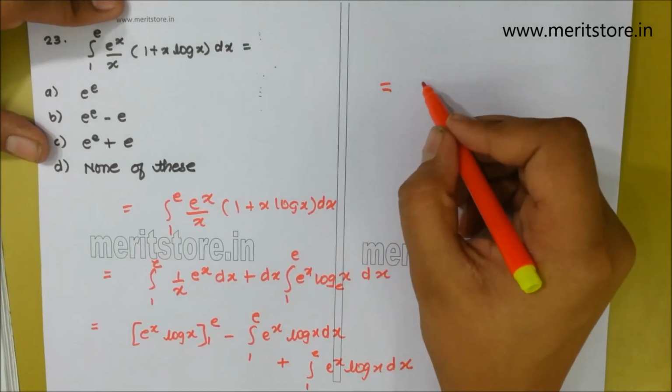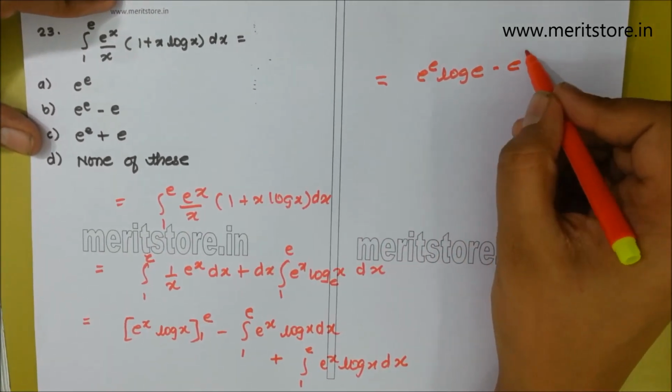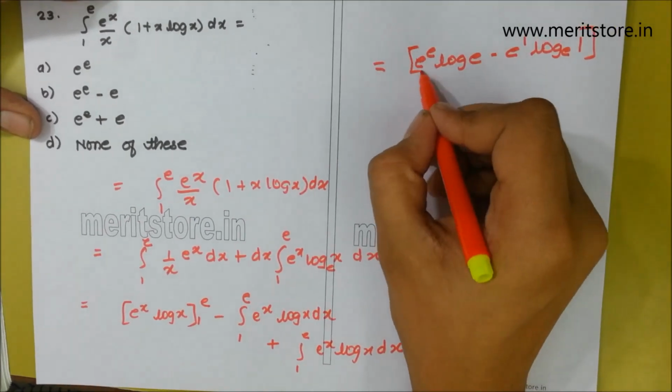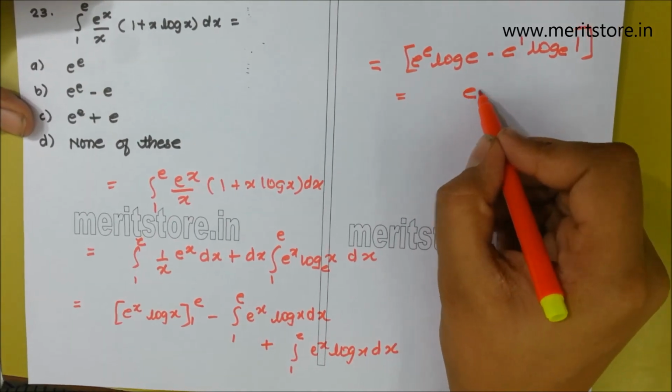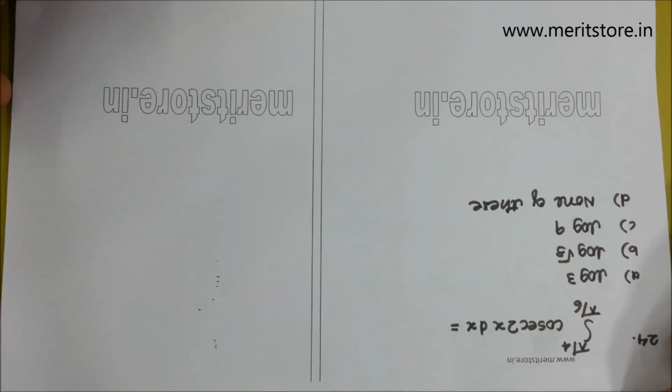After solving, what we get is e raised to e log of e minus e raised to 1 log to the base e of 1, which will give us e raised to e, which is option A. So option A is the correct answer.